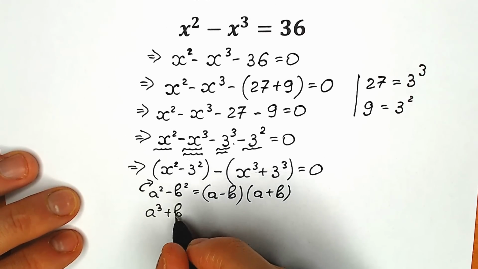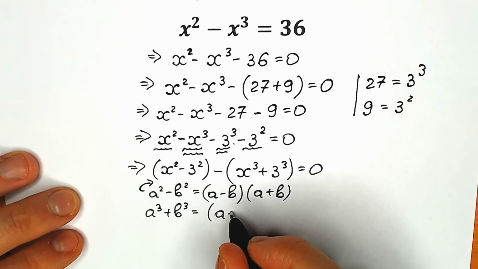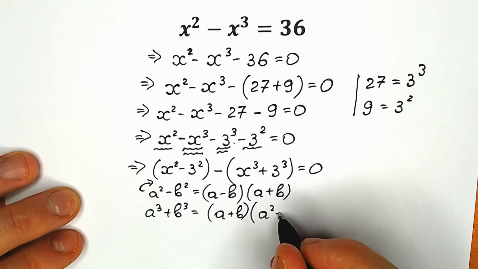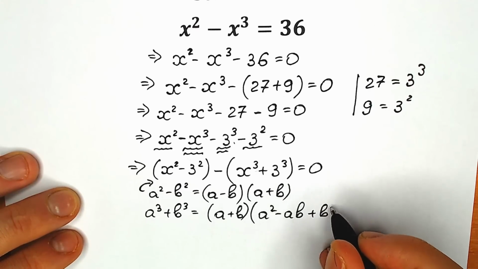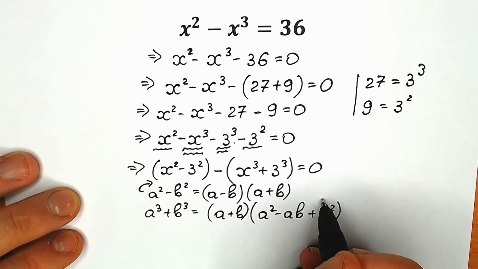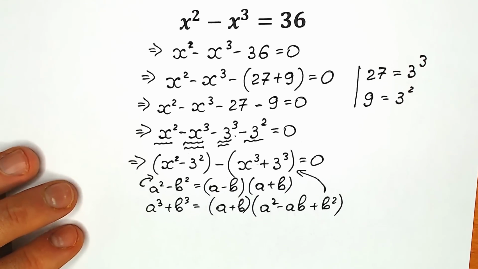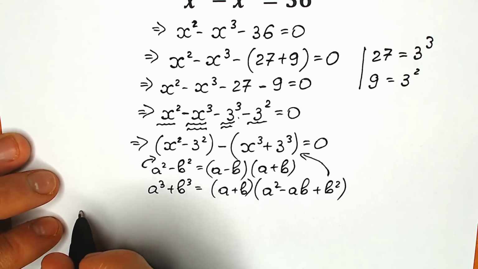We have a cubed plus b cubed equal to a plus b, and in another parenthesis we have a squared minus ab plus b squared, and we're gonna apply this formula according to these parentheses. Okay, right here difference of squares, our school identity, and over here a sum of two cubes. So right now let's apply both formulas. Let's start from this left side.